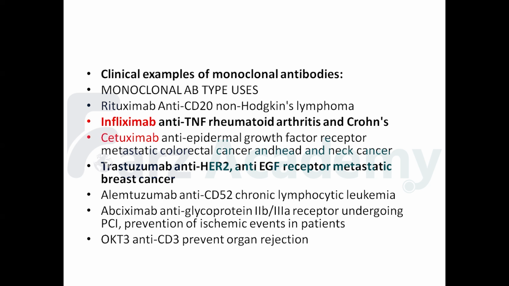Abciximab is an anti-glycoprotein IIb/IIIa receptor antibody used for prevention of ischemic events in patients undergoing PCI. So it is used in patients who are undergoing percutaneous coronary angioplasty, right? And OKT3, an anti-CD3 antibody, is used to prevent organ rejection. So these all you have to remember by heart.